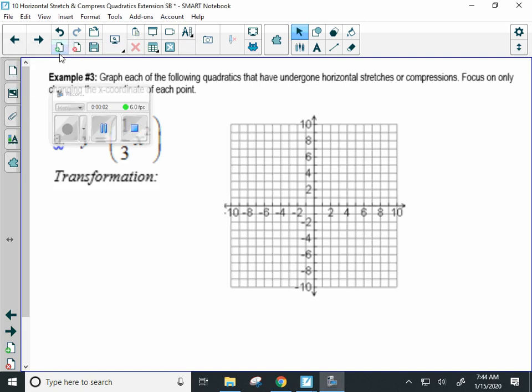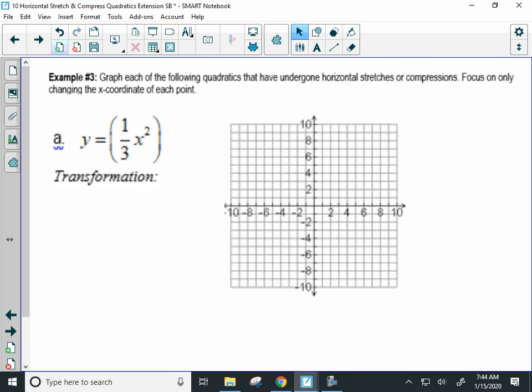Right, example 3. We're going to have a few graphs here. We're just going to focus on graphing the horizontal stretch and compression. The reason for just focusing on that one transformation is because they tend to be kind of tricky to graph. So we're going to spend a few minutes looking at those.